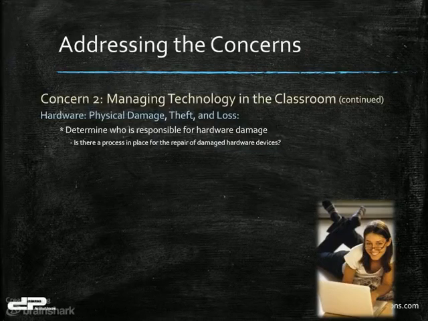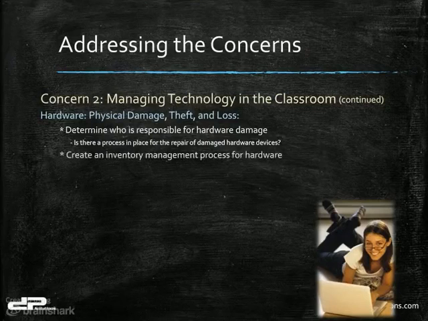For example, student-owned laptops would probably be the responsibility of the student. But what if the school provides the hardware instead? There should be a process in place to repair or replace damaged or broken hardware. This may also require an inventory management process for hardware devices. What if a device is lost? Is the data that resides on the device confidential? Does it include personal or organizational information that is private?